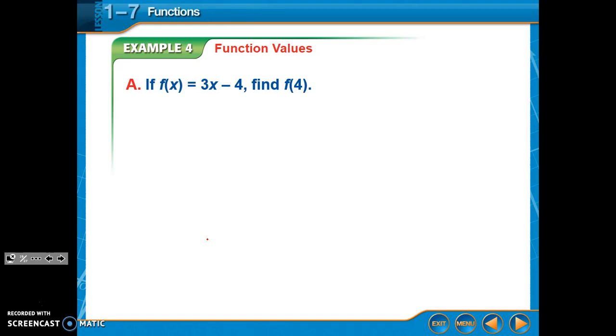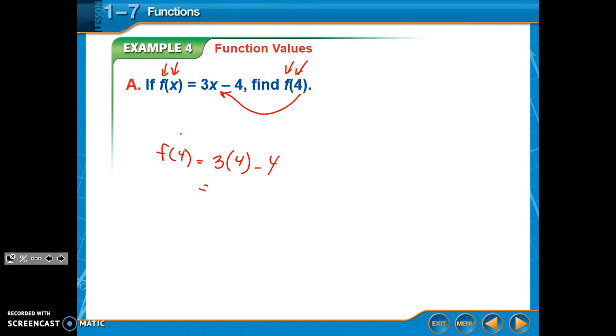If you're not familiar with function notation, what this is saying is that the name of this function is f, and my variable is x. This is not f times x. Do not confuse that. So if I go into my function f when my variable is equal to 4, that means I'm going to put 4 in for the variable in my function f. So f of 4 is going to be 3 times 4 minus 4.